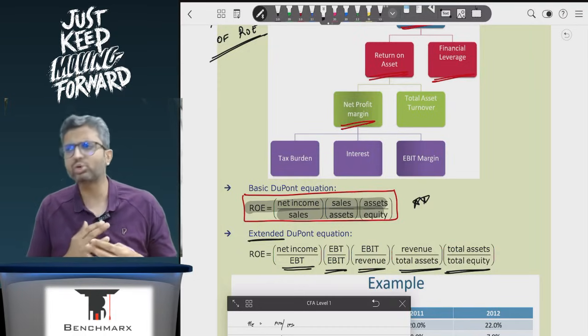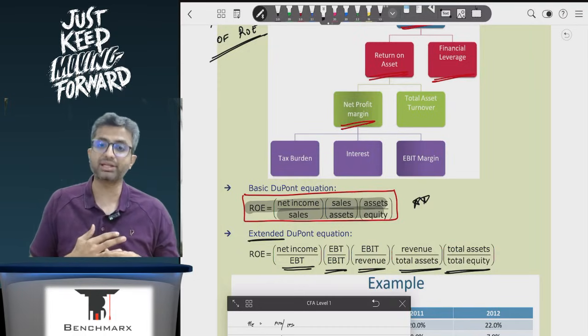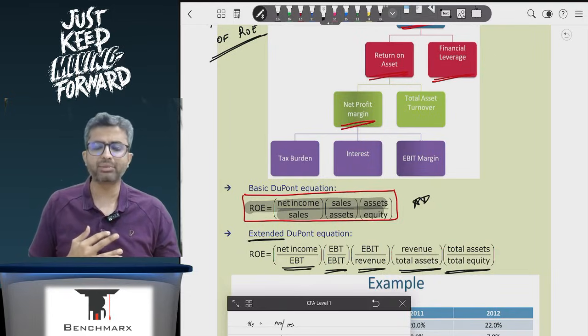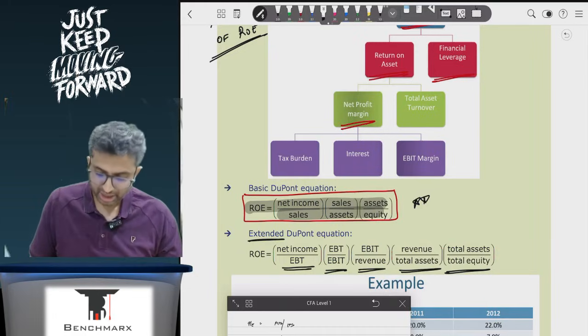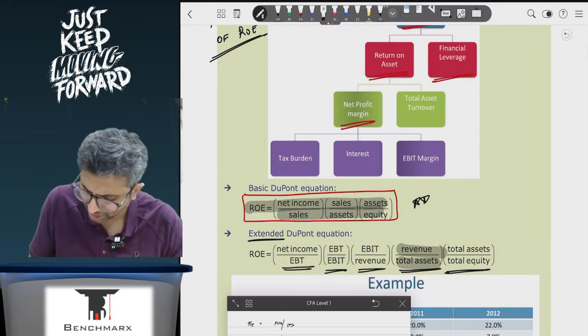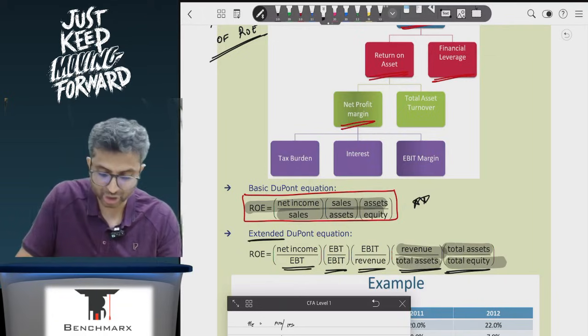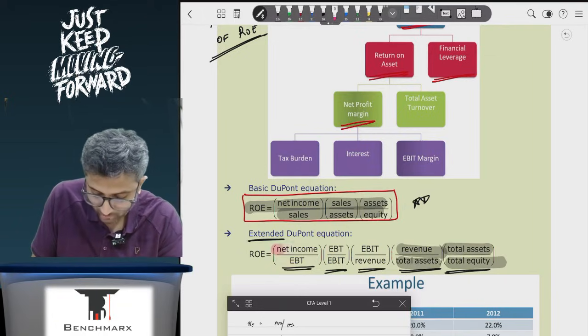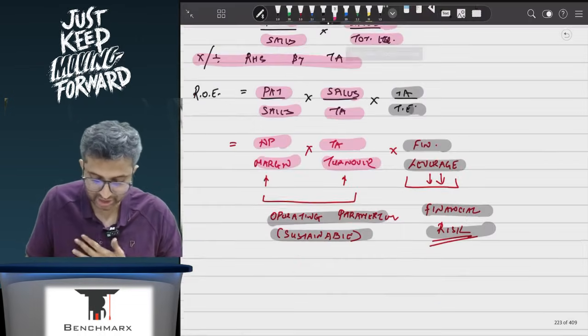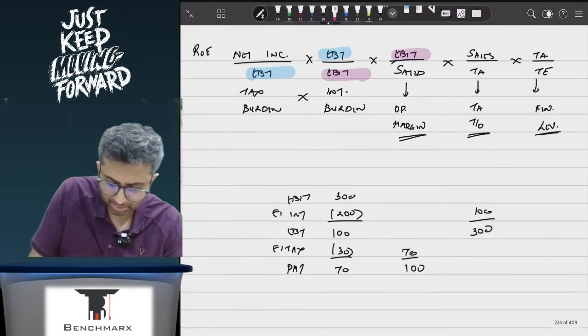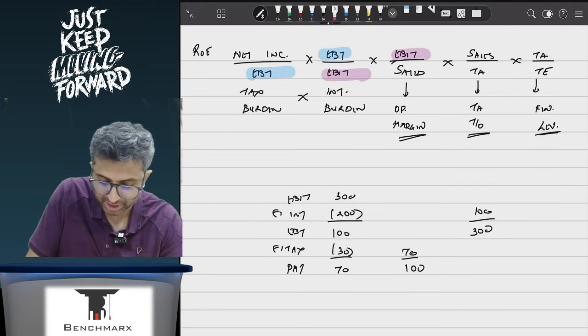However, additionally, you can break this up further into an extended 5-step DuPont, where you can multiply and divide with EBIT and then with EBT, in which case this remains the same, revenue by total asset by equity, there's no change over here. However, here you have net income by EBT, EBT by EBIT, and EBIT by revenue. So what is happening over here is, if you see this further, you will multiply and divide, and EBIT by sales is operating margin.